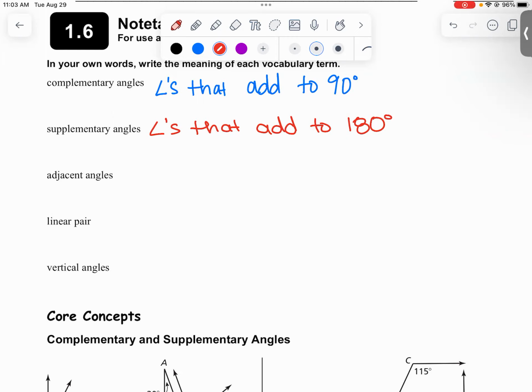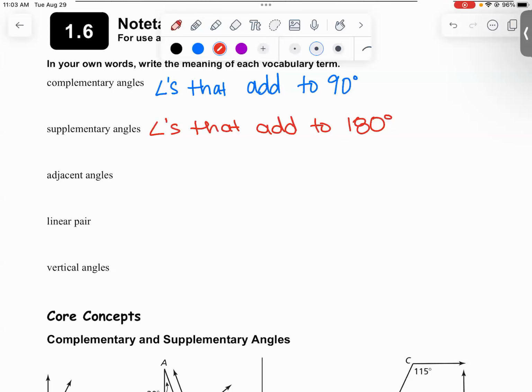Whose room is adjacent to mine? Miss Rue. Why is Miss Rue's room adjacent to mine? Because they're right next to each other. What do you say, Brayden? We share a wall. Okay. We are next to each other. More specifically, we share a wall.